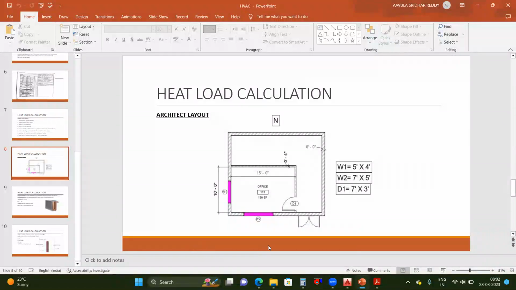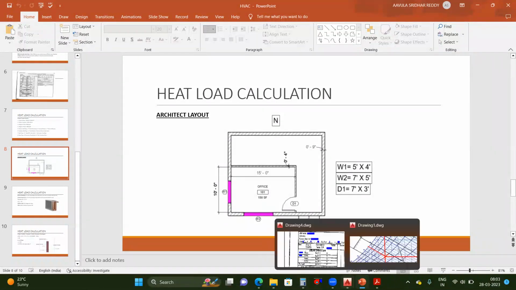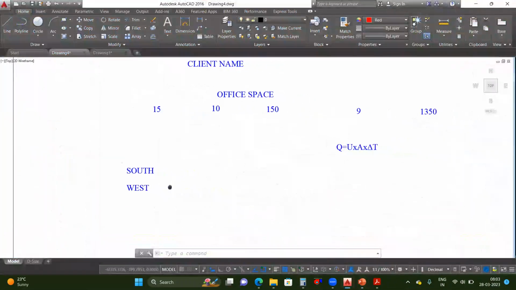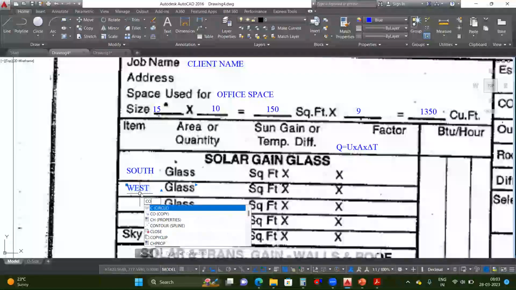Okay, so I have taken the north and south, and I need to enter the area of the windows. Window one, how much is that? Window 1 is on the west side, so that is 5 by 4 feet. When we multiply this, 5 by 4 is 20 square feet. So on the west side, the area is 20 square feet.